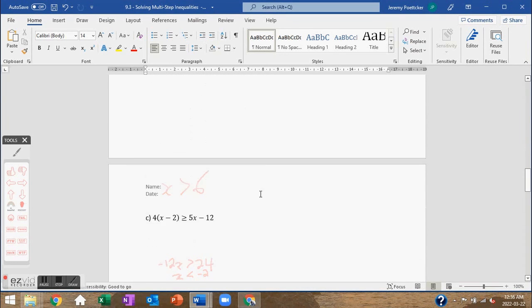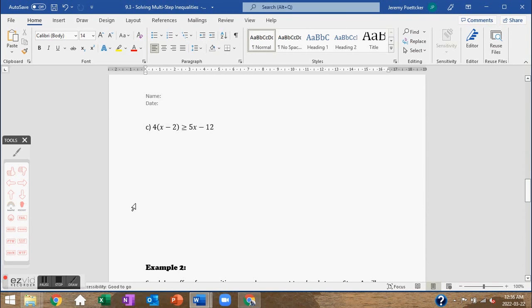Moving on, we've got one more to look at. And here, this one I will show the full solution. We're going to use the distributive property really quickly. So 4x minus 8 less than or equal to 5x minus 12. Let's see here. I notice that I can do this without dividing if I subtract 4x from both sides, because then I'm going to get an x by itself over here. So let's do that.